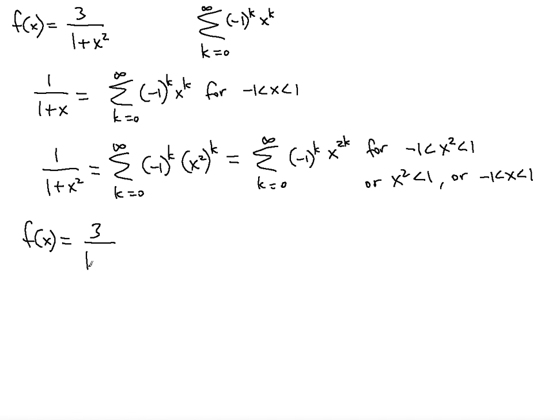So 3 divided by 1 plus x squared is simply multiplying this power series by a constant 3, right? So 3 times negative 1 to the k times x to the 2k, and that's true for, and notice that the interval will not change because of the constant that we multiply. The interval, or the x, only changes whenever the x is replaced by something else involving the x, right? So negative 1 is less than x is less than 1.